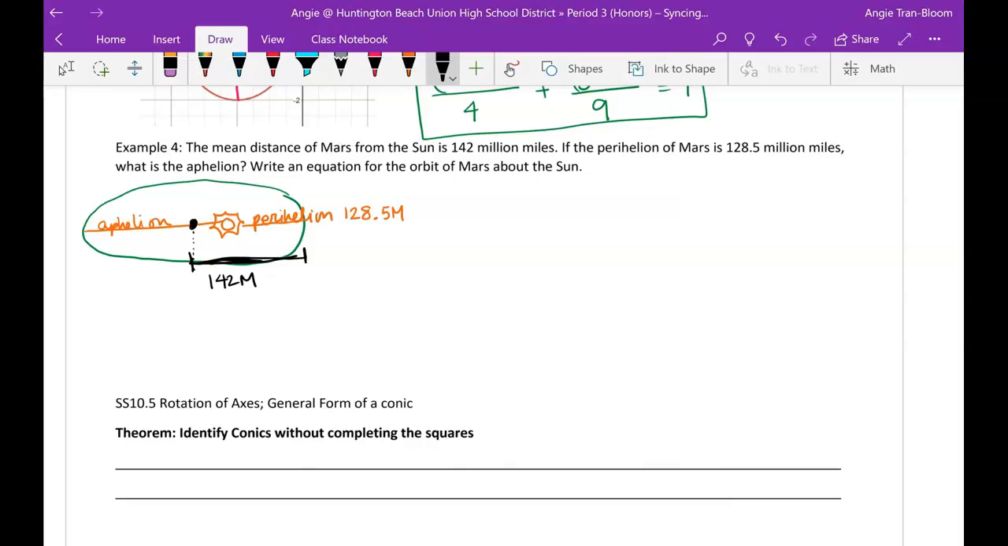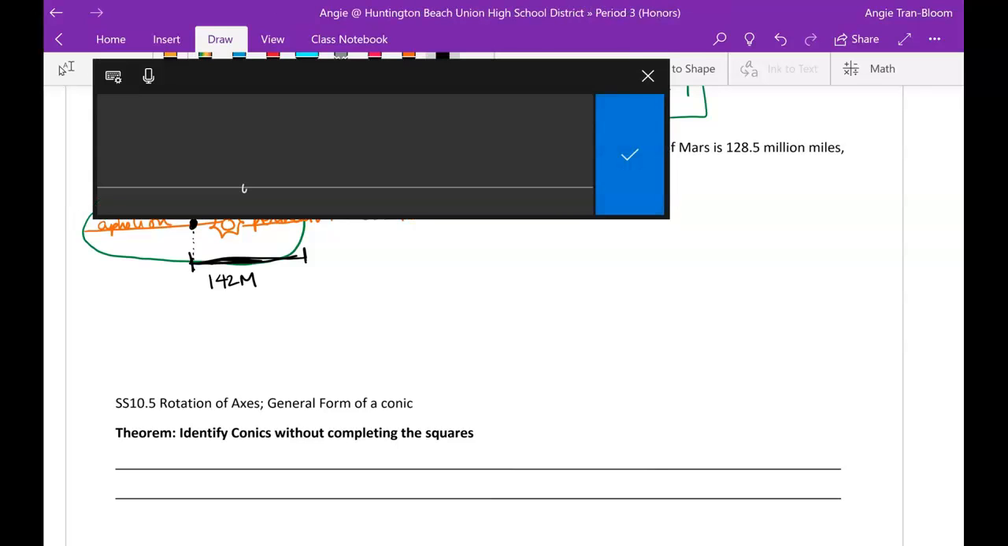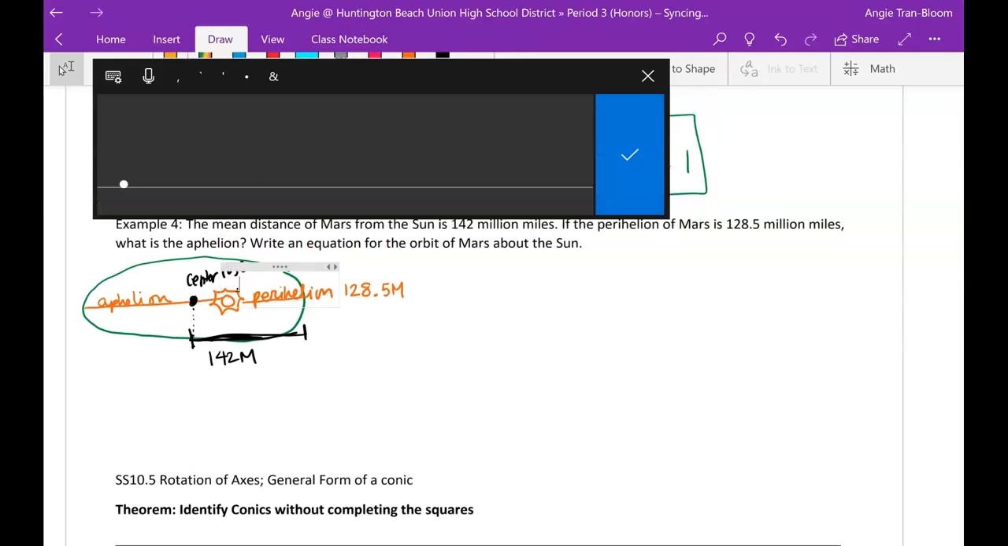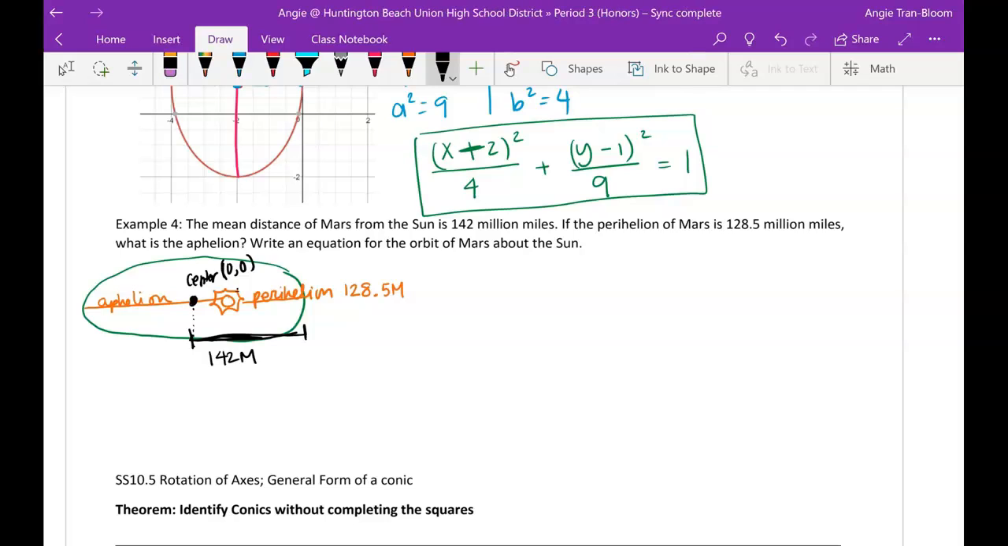To write an equation, we would start with the standard form. I'm going to assume the center is at 0, 0, just like in the applications of the bridges, the satellite, or the searchlights. You can move the center anywhere you want, but it's easiest for us to start at the center 0, 0. This one, the major axis, is horizontal, which means it's along the x-axis.